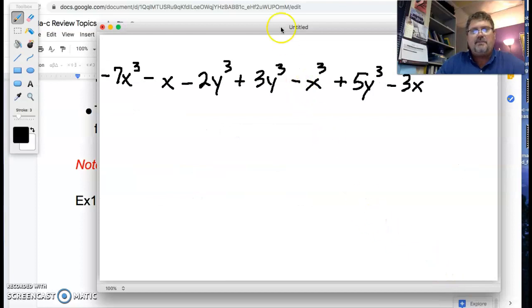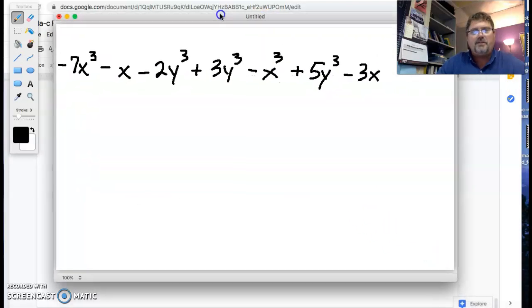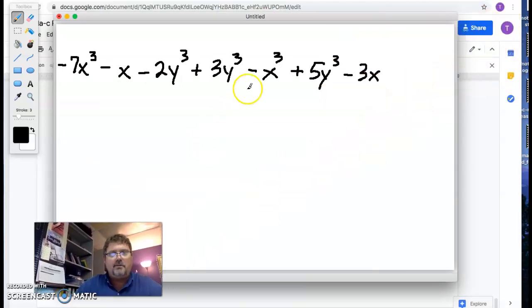So this is that same expression written on the scratch pad. Let me move myself out of the way here. Maybe over here might be better.